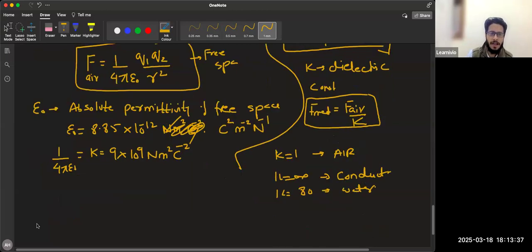Okay, now there are certain characteristics of Coulomb's law. Coulomb's law is valid only for point charges or spheres.